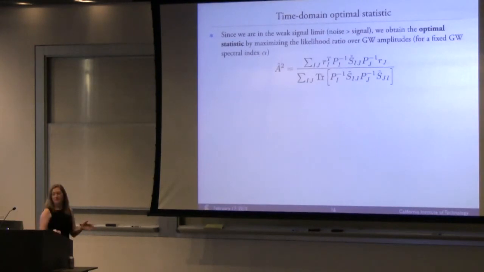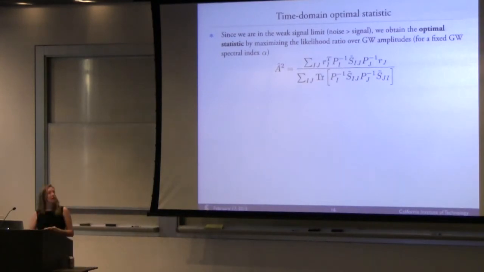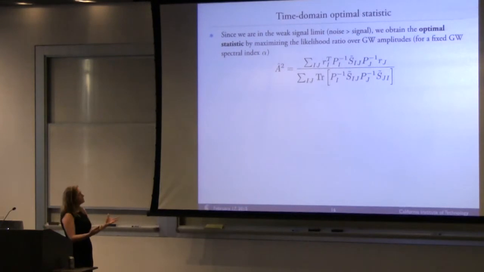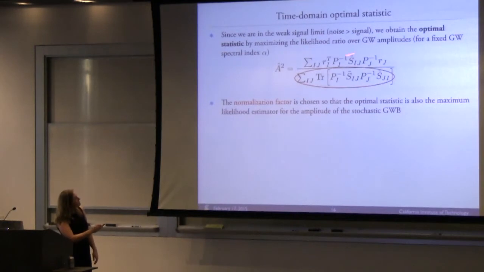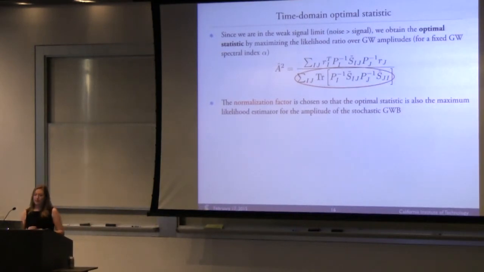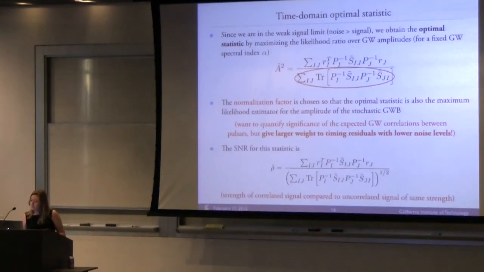Now, in gravitational wave science, we're often in this weak signal limit where we have vastly more noise than signal in the data that we're looking at. And so in that limit, you can get an optimal detection statistic, or an optimal cross-correlation, by maximizing the likelihood over gravitational wave amplitudes. And so we do that, and we get this lovely expression here, and we choose this normalization factor so that we also get a maximum likelihood estimator for the amplitude of the background. And the point here is that you want to quantify the significance of the expected correlations between the pulsars, but you want to give a larger weight to timing residuals that have lower noise levels. And you can also write down an SNR for the statistic, and the takeaway from this is that the SNR represents the strength of the correlated signal compared to an uncorrelated signal of the same strength.